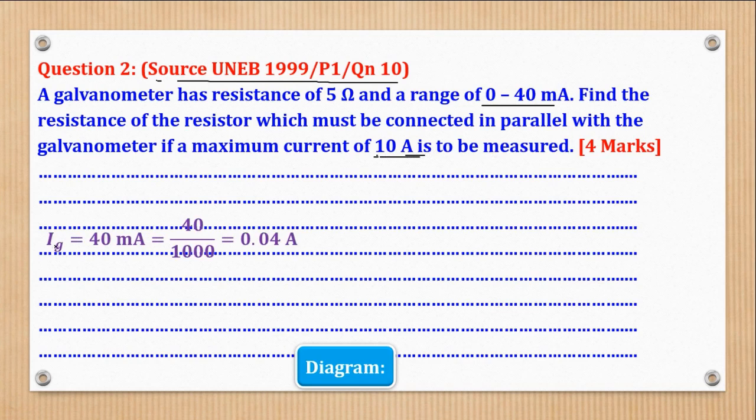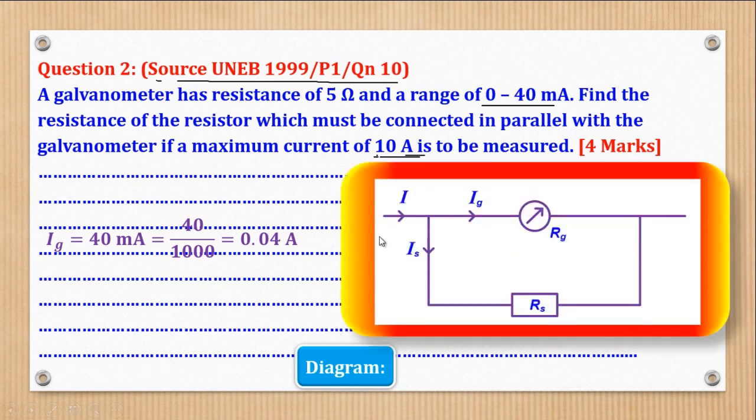So here I shall say that, first of all, the diagram is in that form, and now we shall say that Ig, which is the current through the galvanometer, will be equal to 0.04 ampere, converted from milliampere to amps. Then I have to remember that total current is equal to Ig plus Is, and when I substitute, I'll be able to come up with Is being equal to 9.96 ampere.